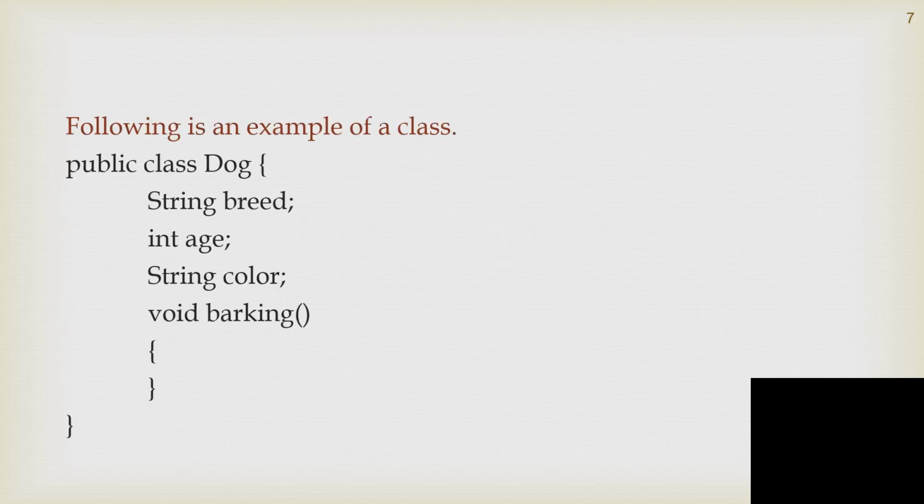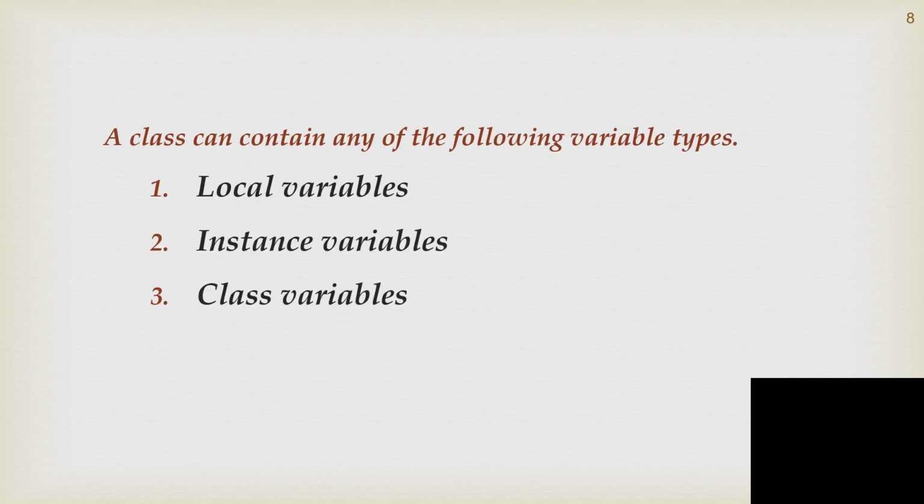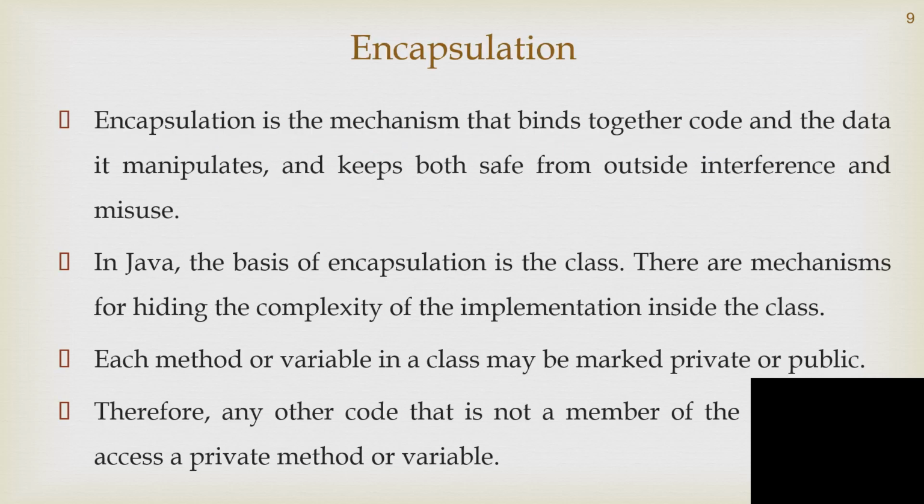To create a class, the syntax is the class name, and within that you have to mention the attributes and operations. A class can contain a local variable, instance variable, or a class variable. Next is encapsulation. Encapsulation is a mechanism of binding together code and the data it manipulates, and keeping both of them safe from outside interference and misuse. In Java, the basis of encapsulation is the class. It is a mechanism for hiding the complexity of the information inside the class.